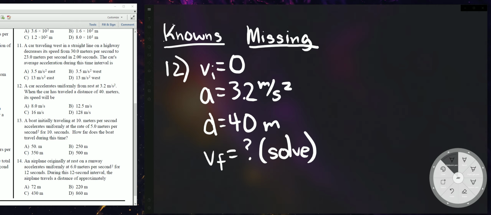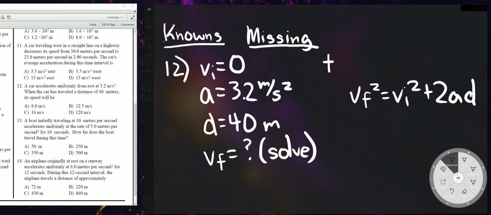What are you missing? You're missing t. Which formula does not require t, but has all those variables? You're going to have this: vf squared equals vi squared plus 2ad. And you just solve for vf.